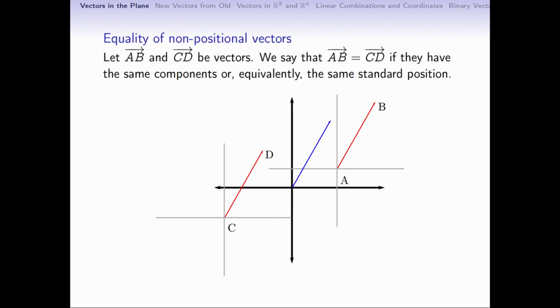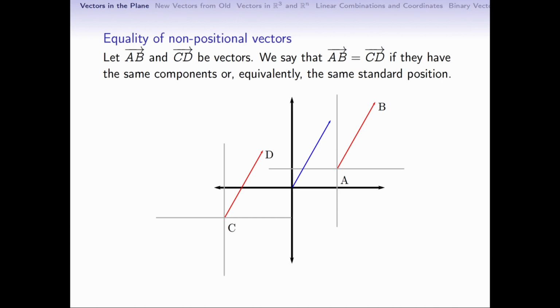Now let's talk about equality of non-positional vectors. So let AB and CD be vectors. We see that AB is equal to CD if they have the same components. Now, that is absolutely equivalent to saying that if I were to take the vector from A to B and put it into standard position, and if I took the vector from C to D and put it into standard position, they would coincide with each other in standard position. So having exactly the same components is equivalent to saying that they have exactly the same standard position.